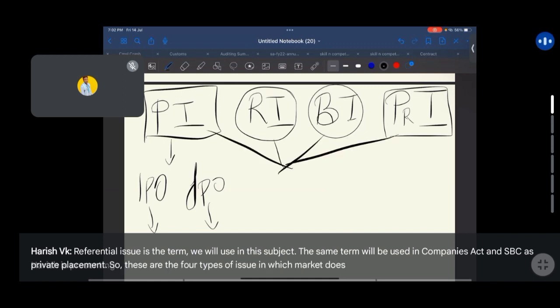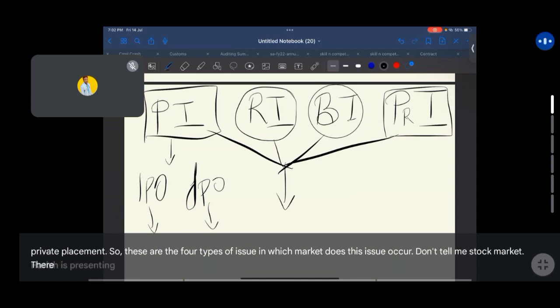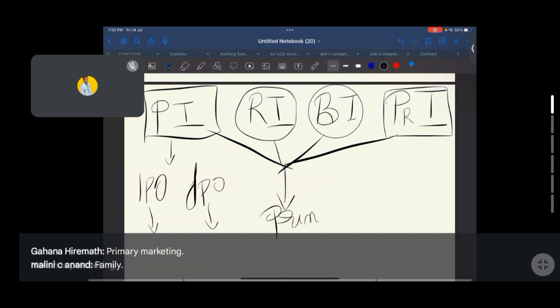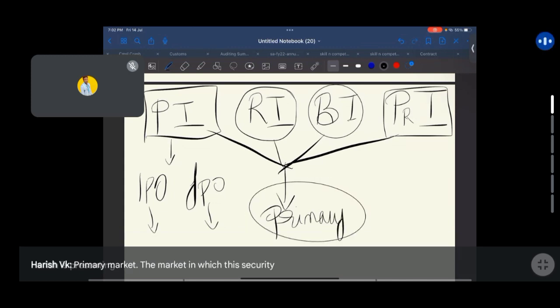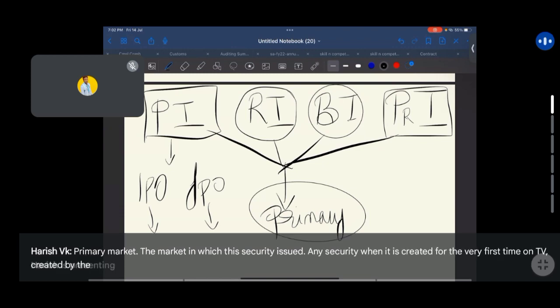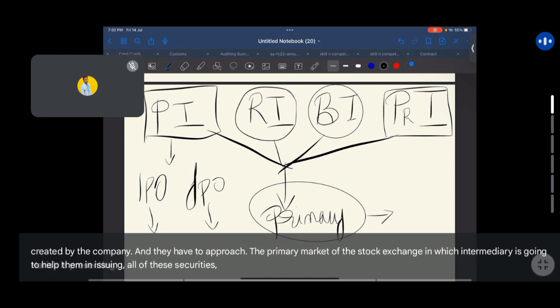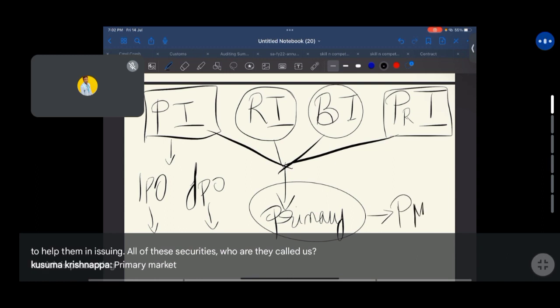In which market does this issue occur? Don't tell me stock market. There is a specific name that I mentioned. Primary market. The market in which this security is issued. Any security, when it is created for the very first time, will be created by the company. And they have to approach the primary market of the stock exchange, and which intermediary is going to help them in issuing all of these securities? Who are they called? Primary market intermediaries.